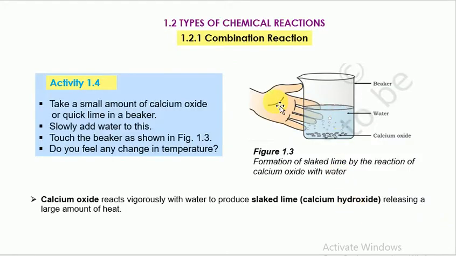The first one is combination reaction. By the name itself, you will know that something is combining here. Activity 1.4 is given in your textbook. In this, calcium oxide, also known as quicklime, is taken in a beaker and water is added to it. After addition of water, what happens? Calcium oxide reacts vigorously with water to produce slaked lime, which is calcium hydroxide, and it releases a large amount of heat.